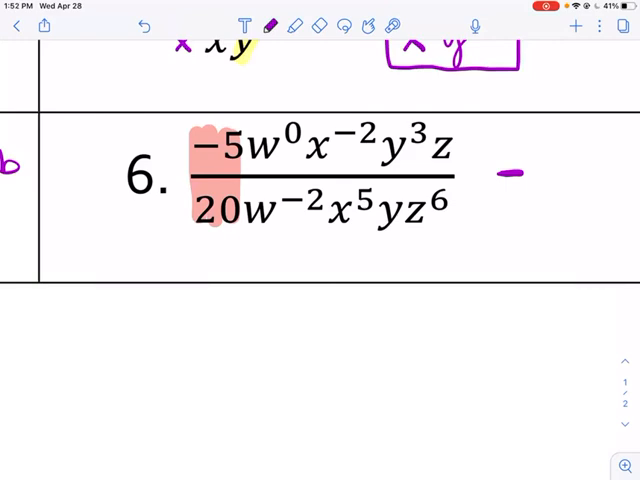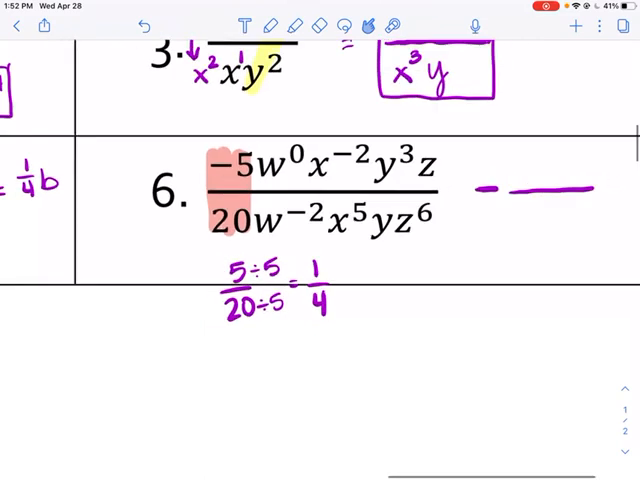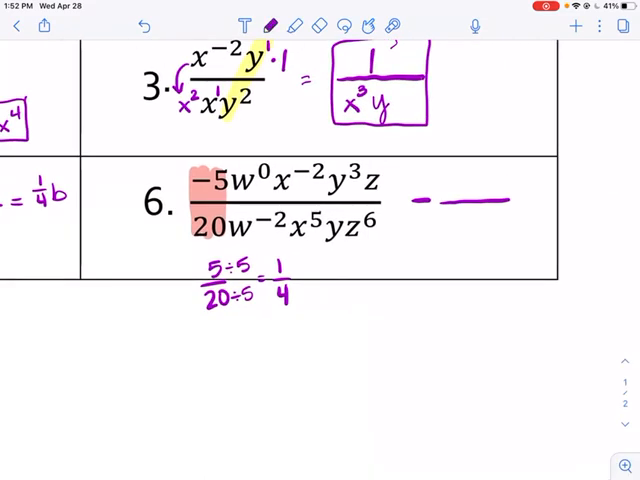Now let's simplify this fraction. 5 over 20 has a factor of 5 on both the top and bottom. So I'm going to divide by 5, and I get 1 over 4. So I'm going to put a 1 on the top of the fraction and a 4 on the bottom.